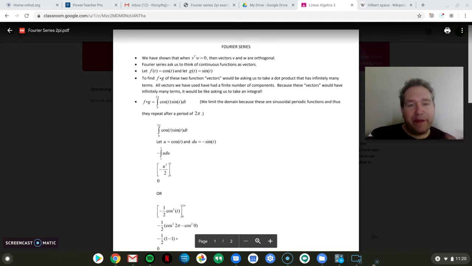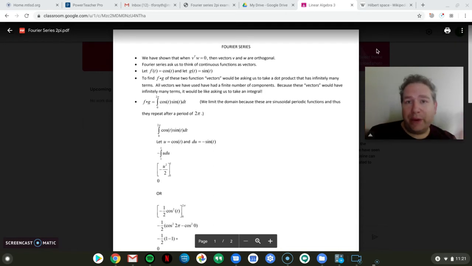Okay, the first page here basically extends the idea of vector spaces to functions, right? We have seen that functions behave with linearity. f of t plus g of t equals f plus g of t. You can draw it out, and then scaling works as well. So because of that, you can sort of think of them as vectors in a space.